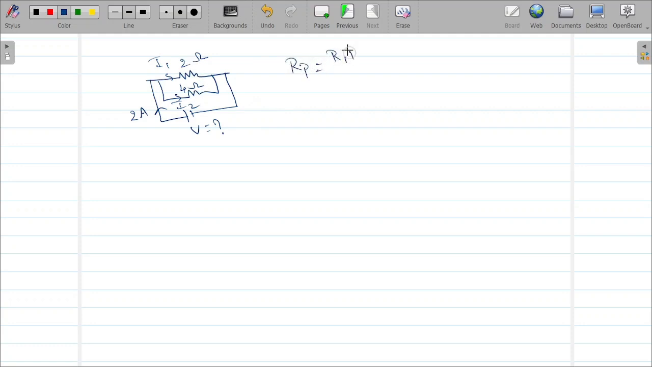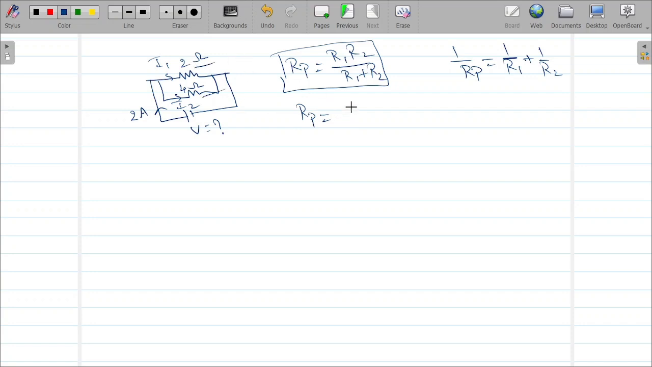So what is the formula? Rp equal to R1 R2 by R1 plus R2. From where does it come? It comes from this only: 1 by Rp equal to 1 by R1 plus 1 by R2. After taking LCM, it will be Rp equal to R1 R2 by R1 plus R2. Here Rp is how much? Don't know. Let's consider this as R1, this is R2. So 2 into 4 by 2 plus 4, so it is 8 by 6, which is 4 by 3. So total resistance is 4 by 3 ohms. Okay.